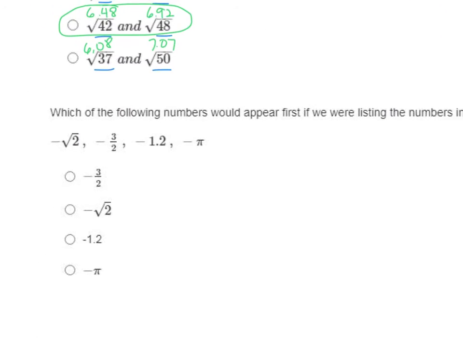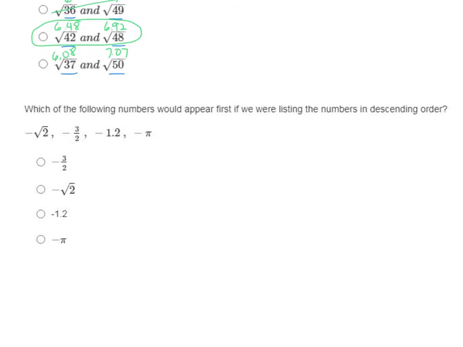So now we want to list these orders in descending order. Well, if I'm ordering my numbers, I want to convert them into the same form, and decimals would most likely be the easiest. So if I do the negative square root of 2, that gives me negative 1.4. Over here, this is going to give me negative 1.5. That's already a decimal. And then I have negative 3.14.